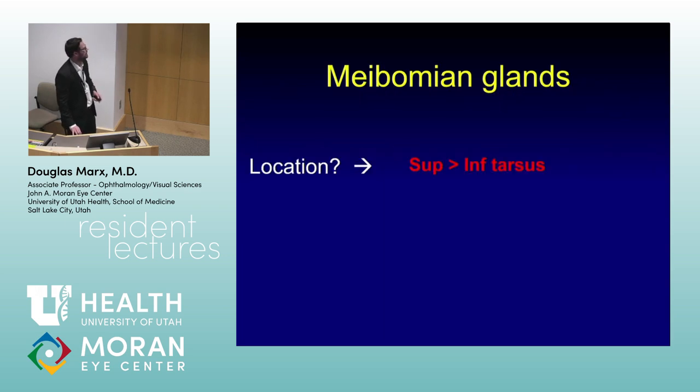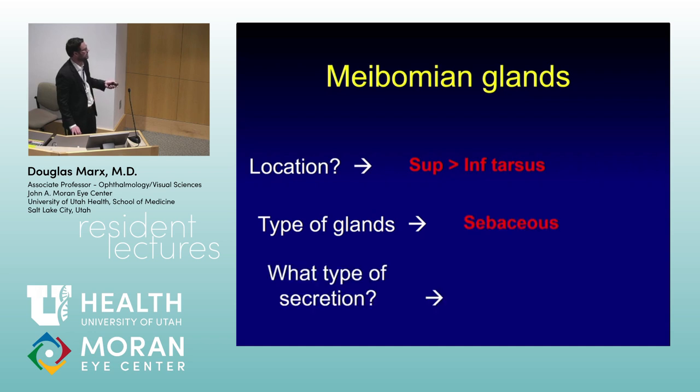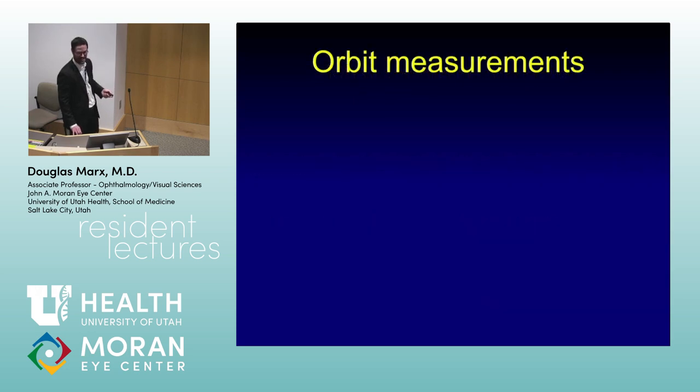Meibomian glands, location: superior and inferior tarsus, so they're superior more, they're sebaceous, and they're holocrine glands. It's kind of stuff I think about every day, it's so exciting. You need to know it though, right?